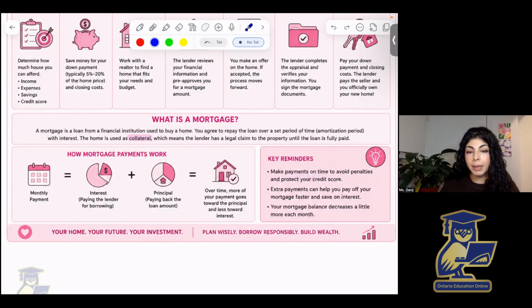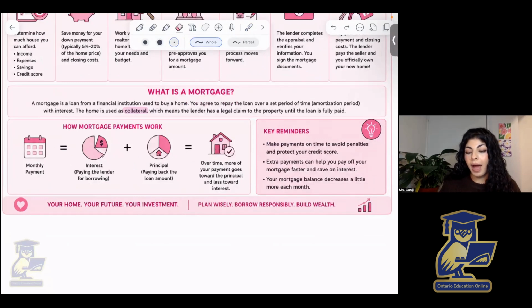So you do have to make payments on time to avoid penalties, and your mortgage payments also affect your credit score. Anytime you have extra income come to you, you also have an option to pay off more than your monthly payment.